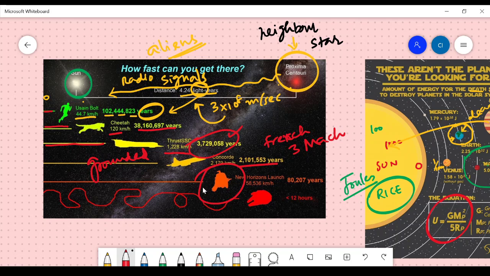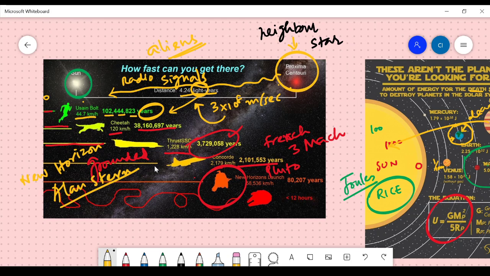Then you have New Horizons. It was launched about 10 years back. It crossed Pluto, and it is still going for some other discovery. If you want to read about this, there is a very good book called New Horizons by Alan Stern. He was the man in charge of it, and he has written a very good book. You can find a review of this on my website.